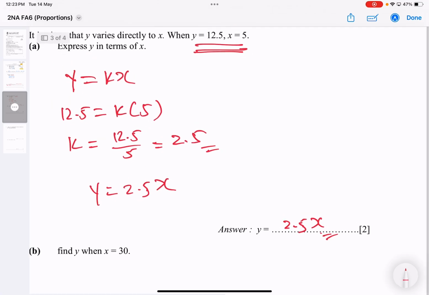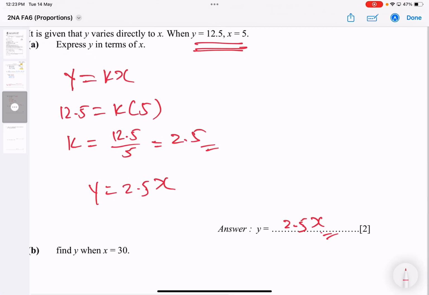Most of you were able to get this lah. I'm actually quite happy. Yeah, but some of you left out the x. So is it the correct full answer?